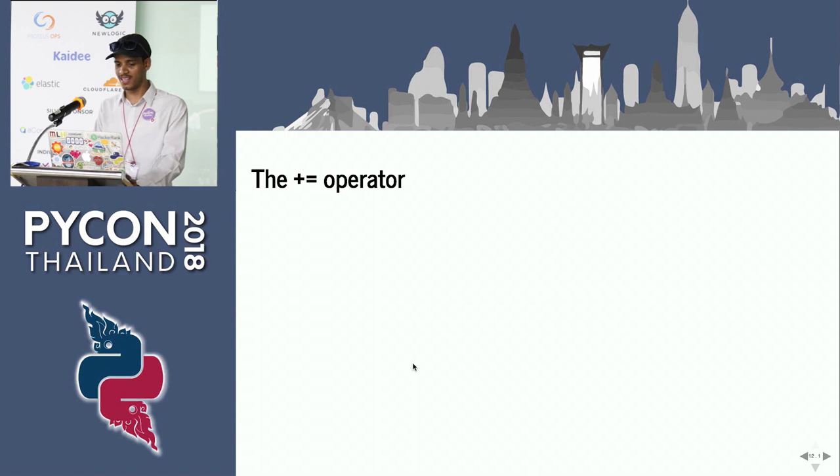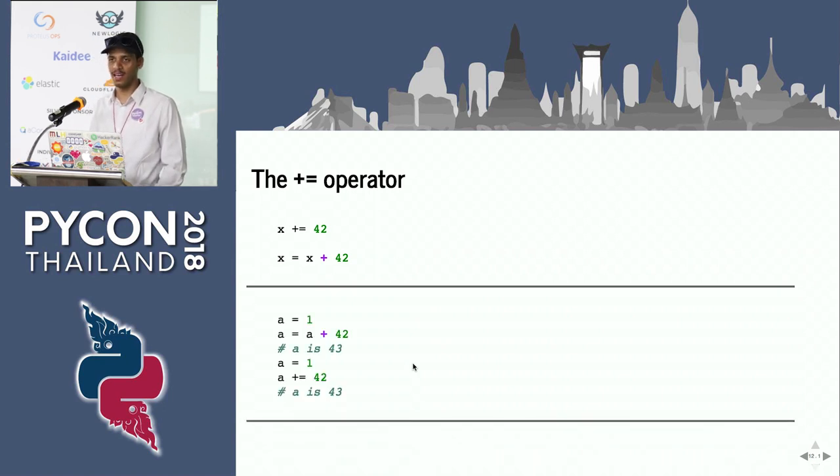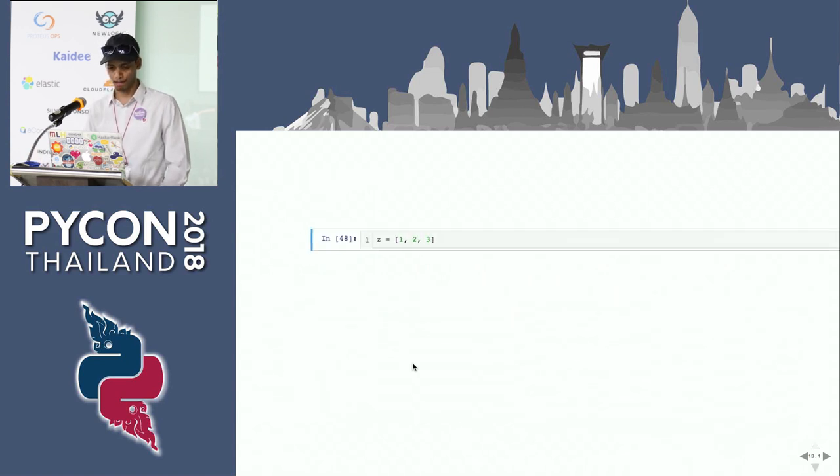Okay, so this is going to get a little interesting. The plus equal operator is fairly simple. You have some value, and you can update it by these two methods. Let's say I have 1, and I update 42 with that, I get 43. I have 1, I update with the second method, it's the same result.